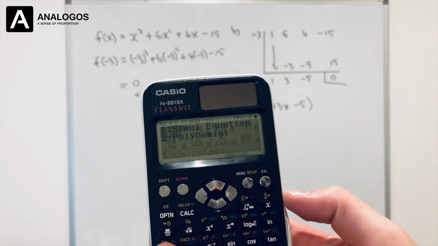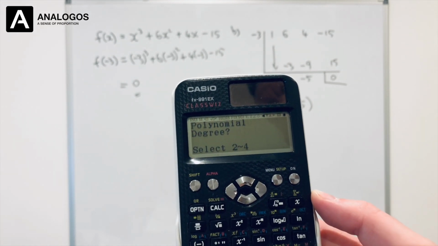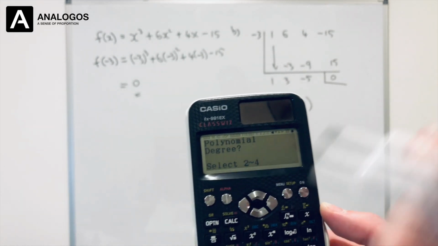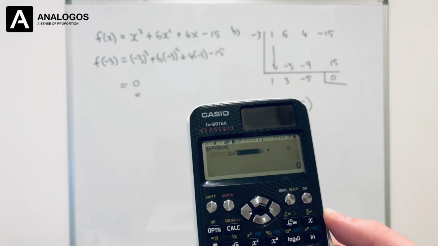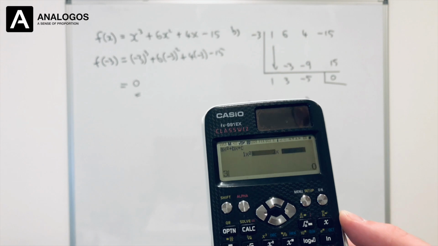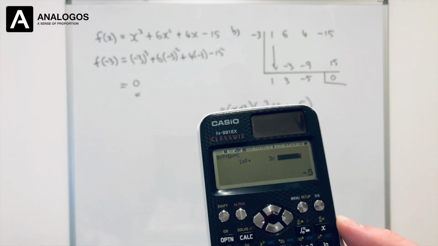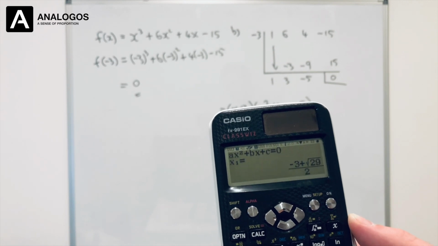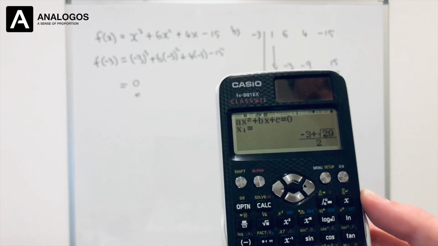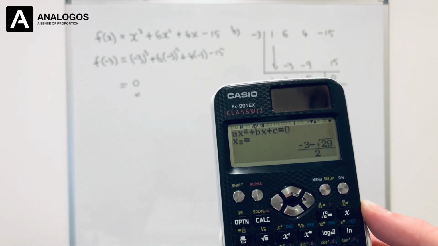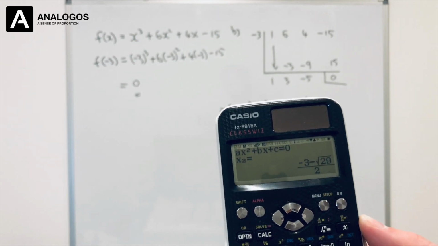So shift, press the log button. You've got number 1 simultaneous equation, or number 2 polynomial. Click number 2. Polynomial degree, we've got squared, so we're going to put squared here. We've got 1x squared, 3x, minus 5, equals. Okay? It gives us, so if you were to do the quadratic formula properly, these are the two solutions you would get: minus 3 plus root 29 over 2, and minus 3 minus root 29 over 2.